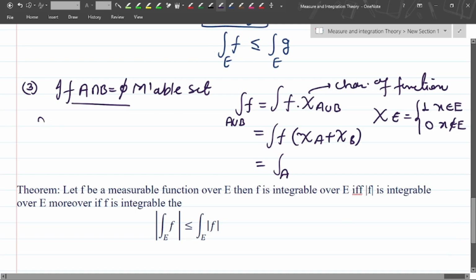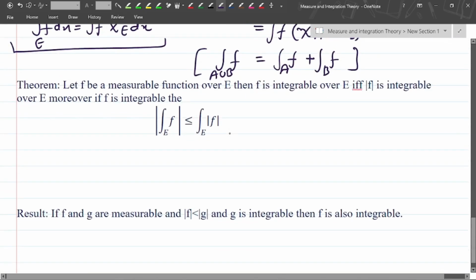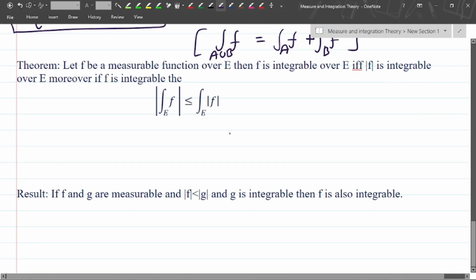In the previous video we have already discussed that we can write the integral of f over E as the integral of f times chi of E dx. This is the property. So if it is over A union B, we multiply by the characteristic function of A union B, which can be written in such a way that, distributed over these both, it gives the integration over A of f plus the integration over B of f, whenever A union B is a disjoint set. This is the result. So all three results we have proved.